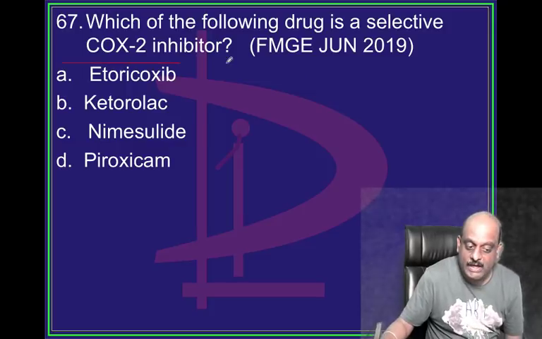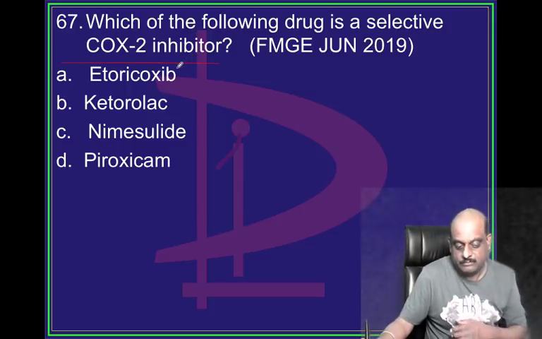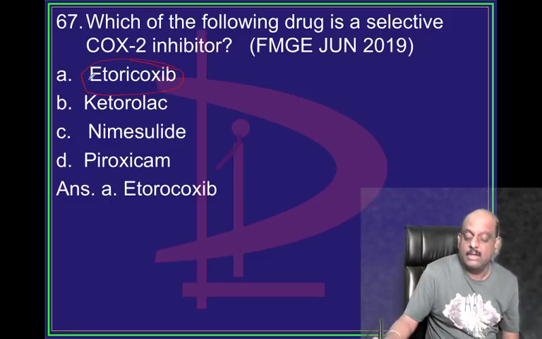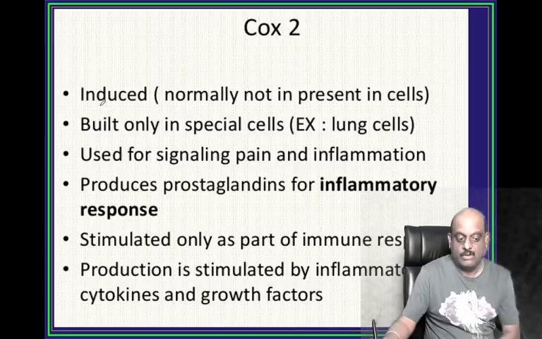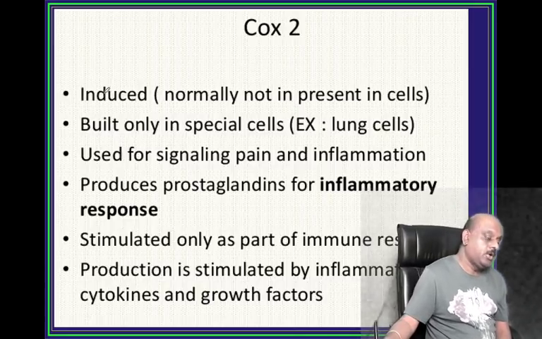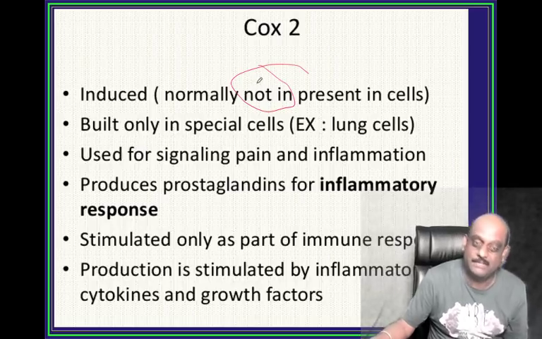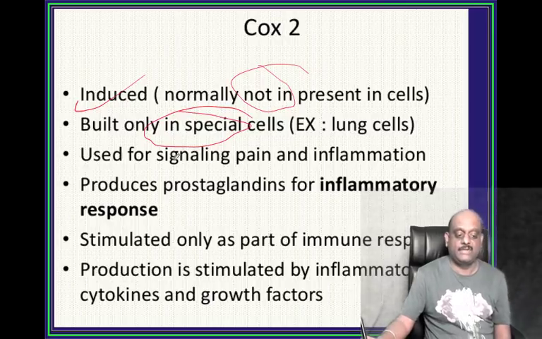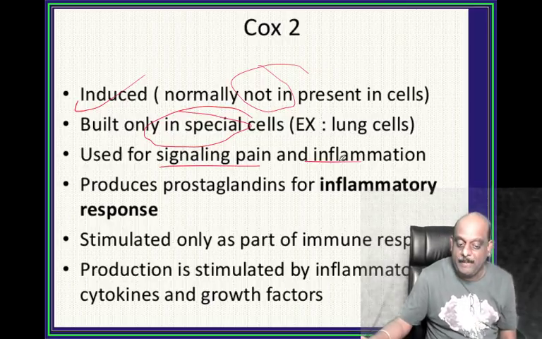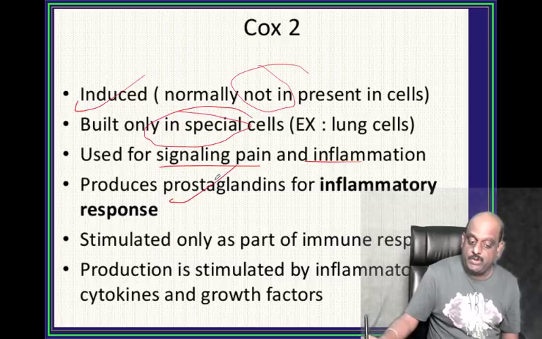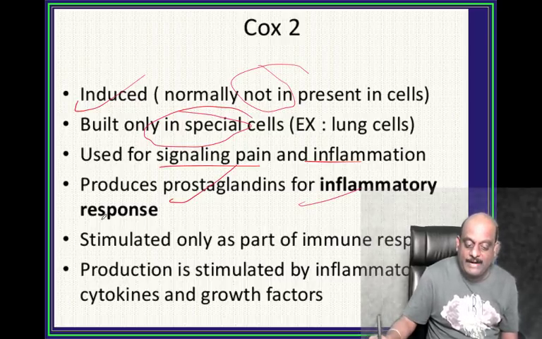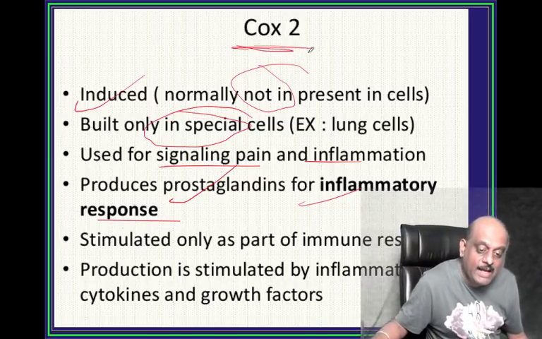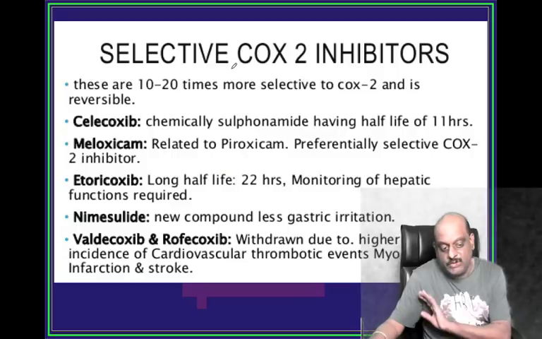Selective COX-2 inhibitor. Which one? It is etoricoxib. So, COX-2 normally is not present in the cells. It is basically induced, built only in special cells, used for signaling pain and inflammation. It produces prostaglandins for inflammatory response. So, the COX involved in inflammation is COX-2.